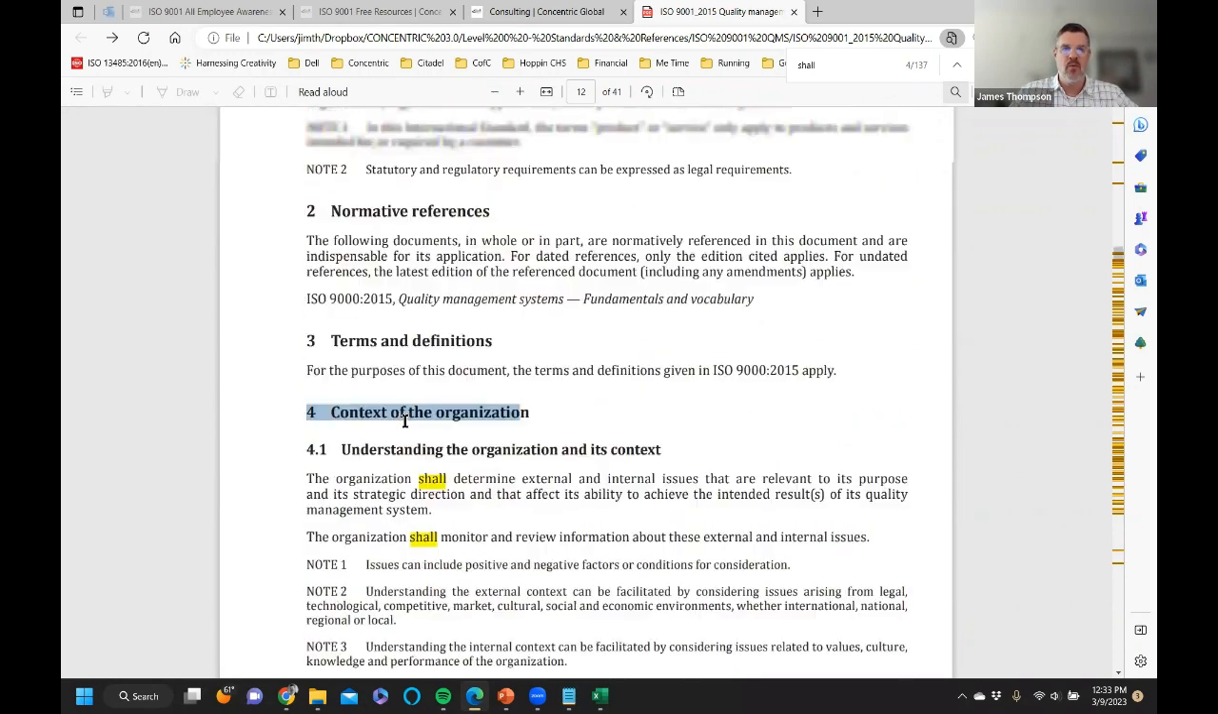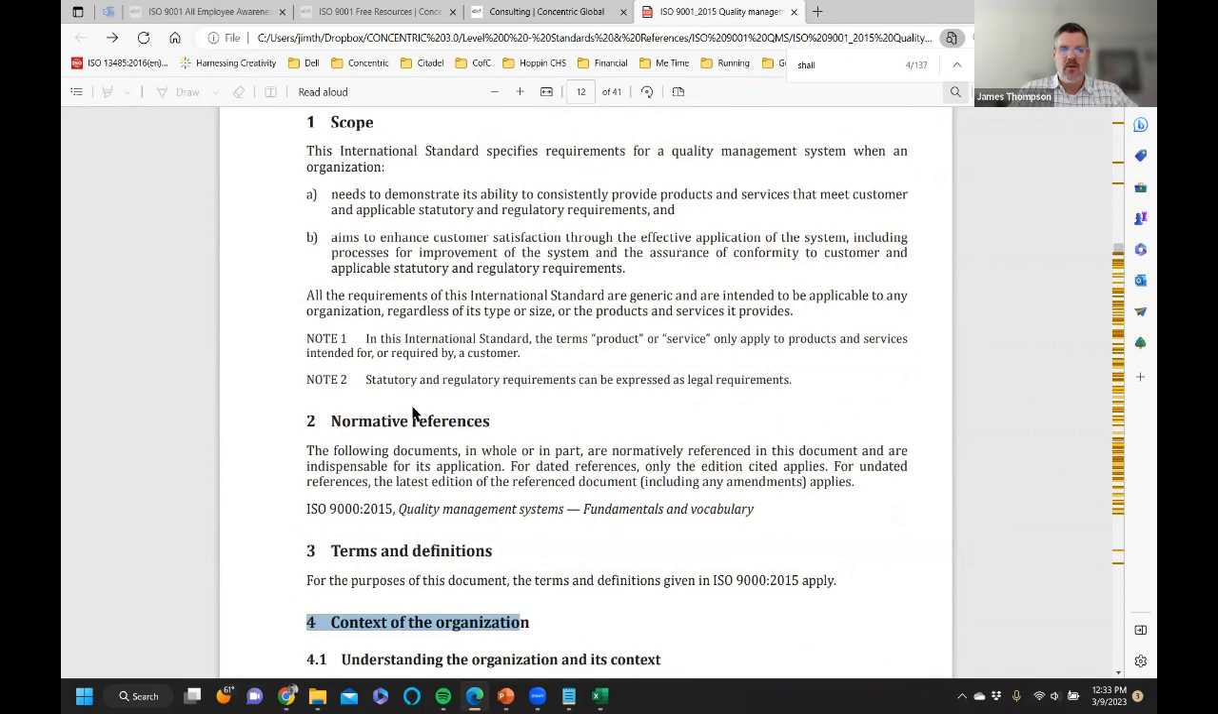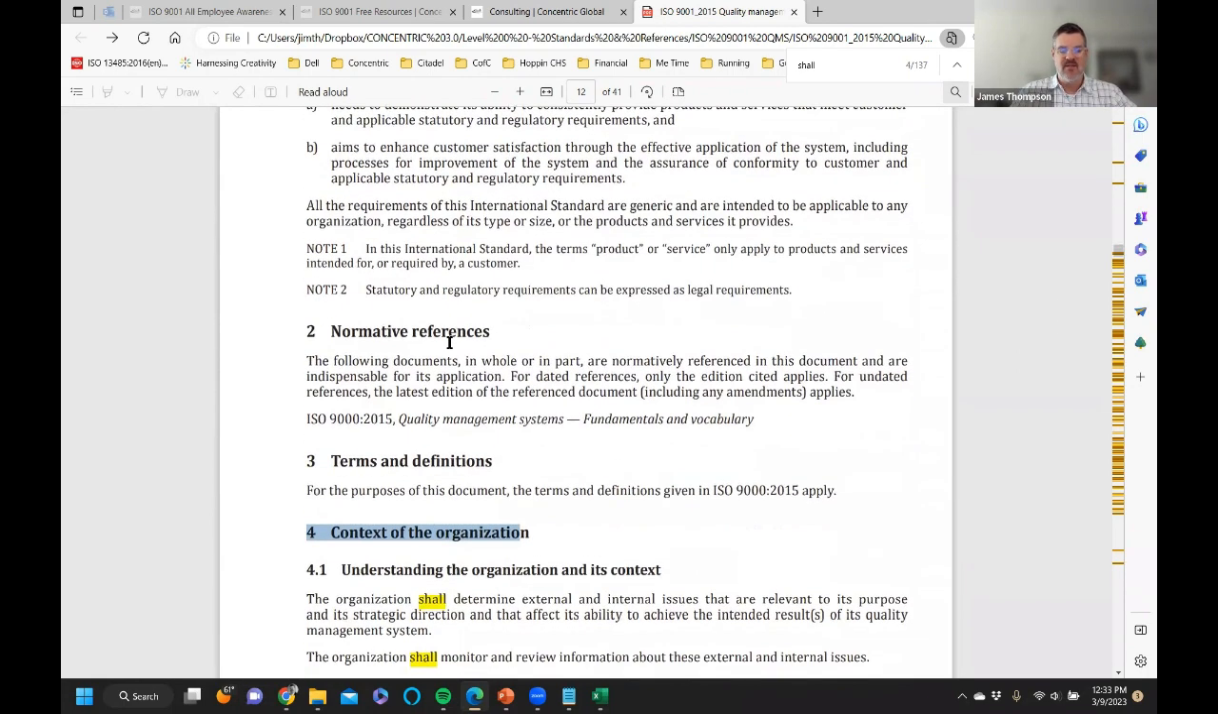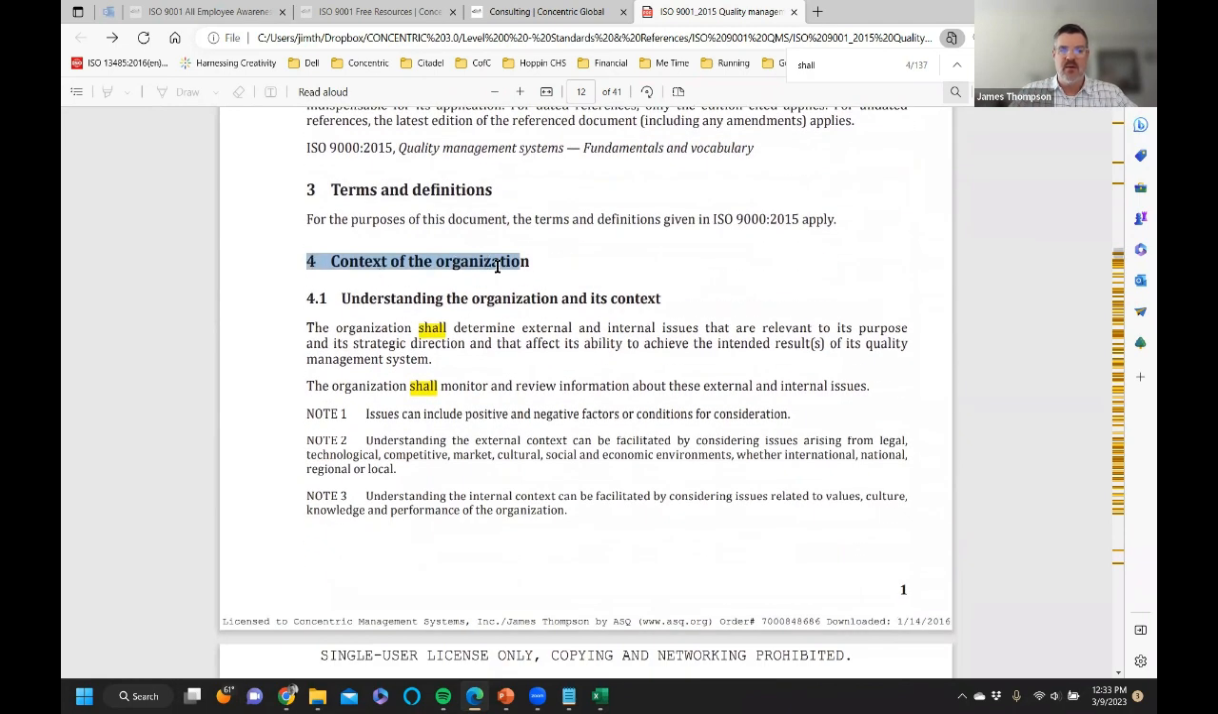So when we're talking about clauses 1, 2, and 3, there are no requirements in there. There's nothing in there that says the organization shall do something. So we get to clause 4, and that's where you start to see shall. You start to see these requirements coming in.